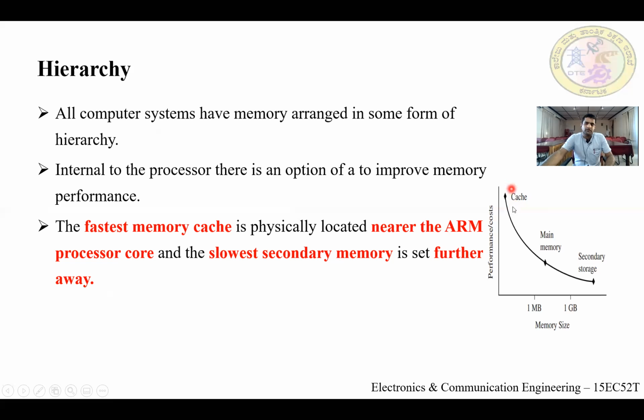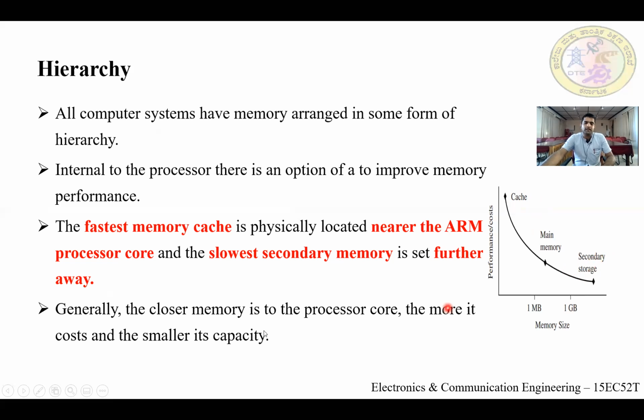So nearer to the processor, cache is placed. Next, the slowest memory is secondary memory. Performance wise, the slowest memory is secondary memory. This secondary memory is placed far away from the processor. That is, after main memory, the secondary memory is placed. Another thing we can see: the closer the memory is to the processor core, the more it costs and the smaller its capacity.